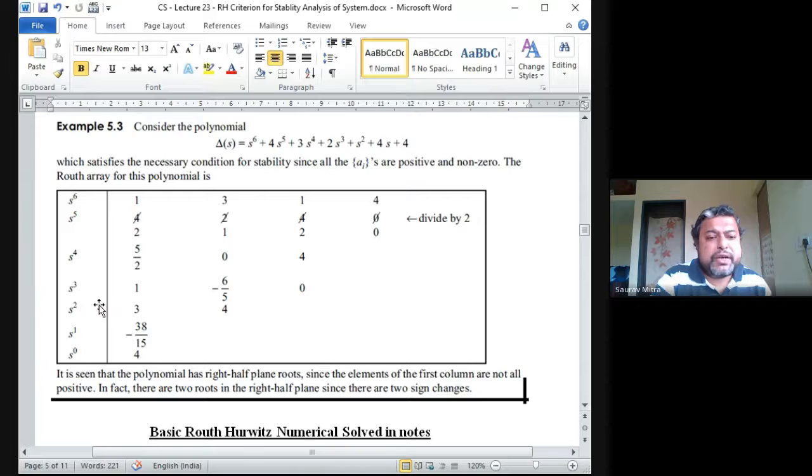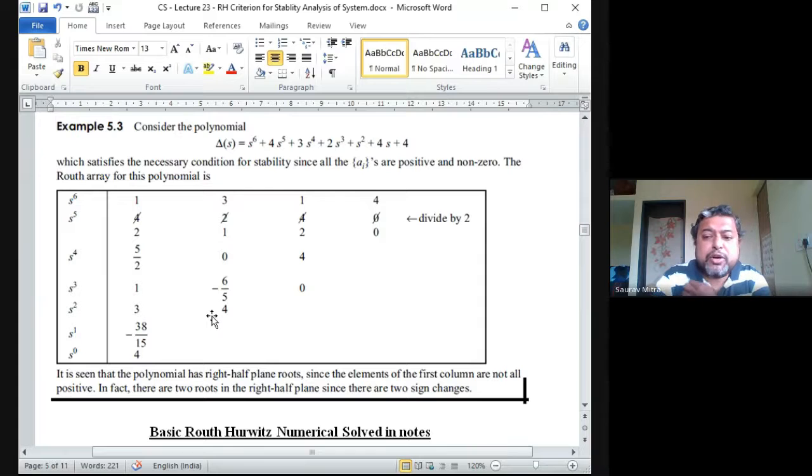Okay. Then how to find the s^3? So this is 5 by 2 minus 1 divided by 5 by 2. So the first element is 1. Then 5 by 2 into 2, that means 5, minus 2 into 4, 8, divided by 5 by 2. So this we are finding as minus 6 by 5.